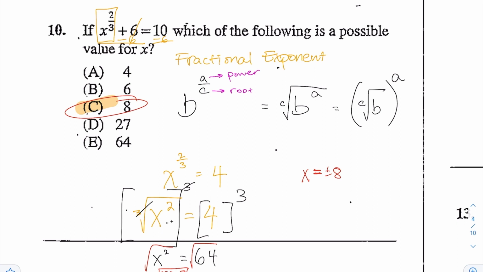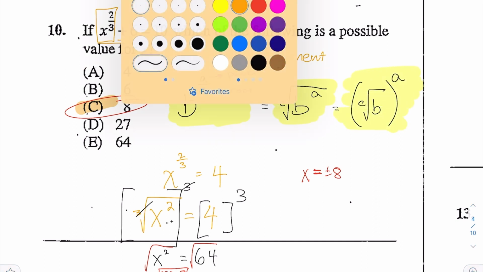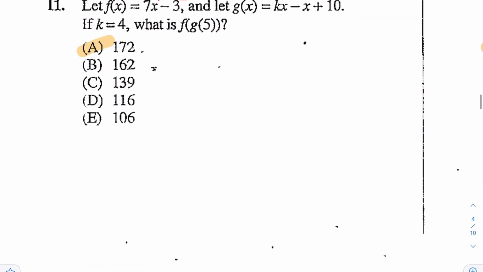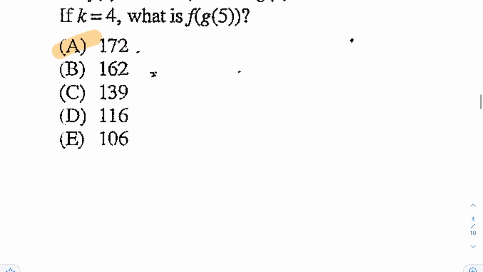All right, so for a fractional exponent, the numerator is a power, the denominator is a root, and there's 2 ways to express this. You could do the power first, or you could do the root. Next, for number 11, let f of x is equal to 7x minus 3, and let g of x equal kx minus x plus 10. If k is equal to 4, what is f of g of 5?